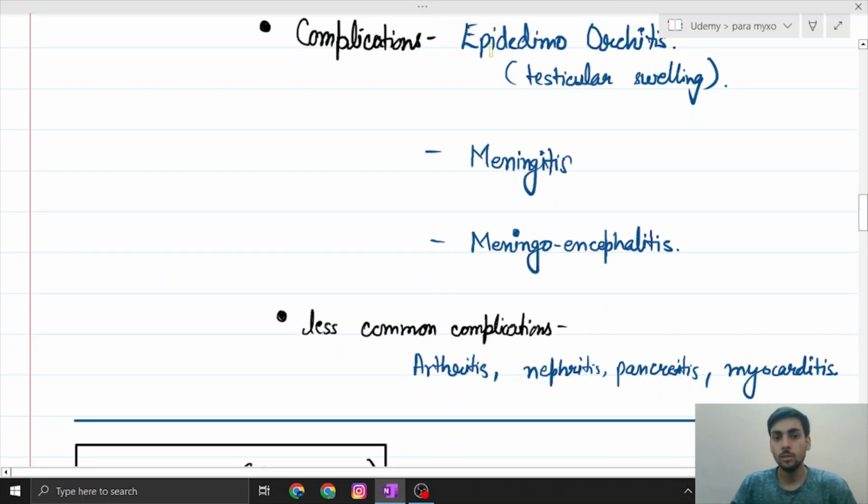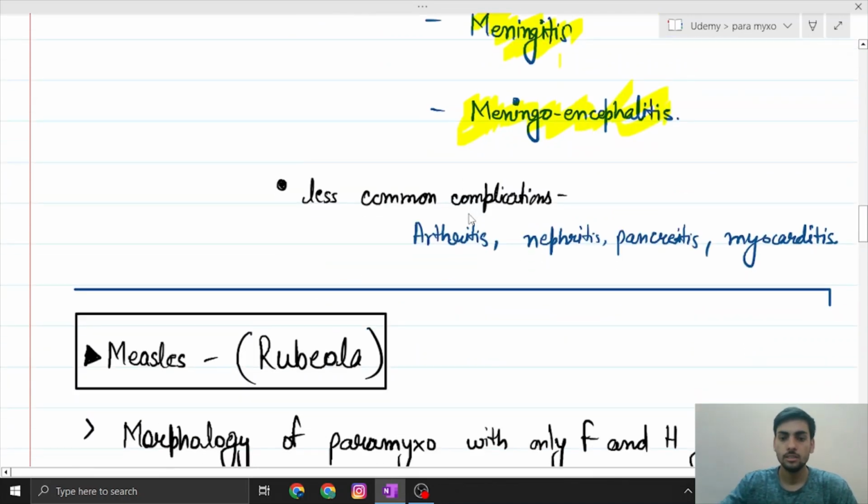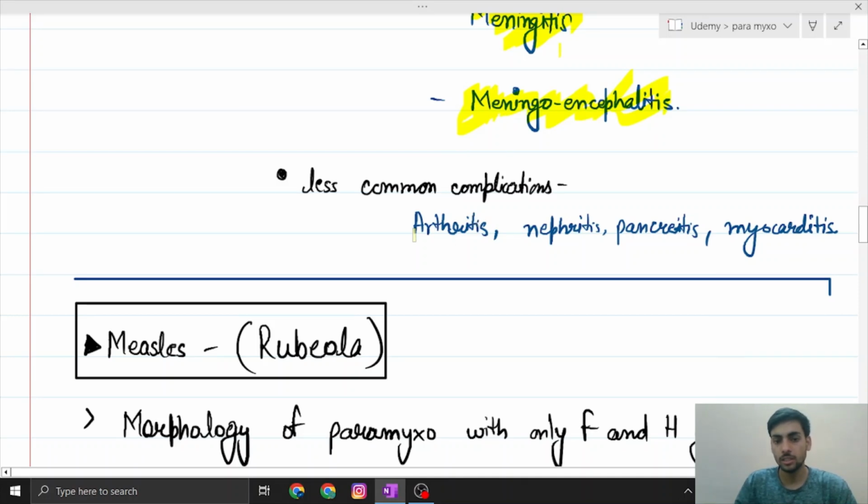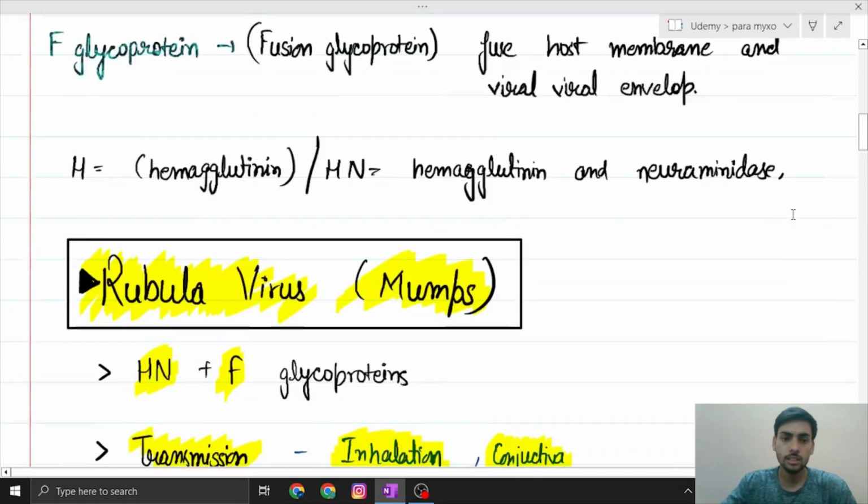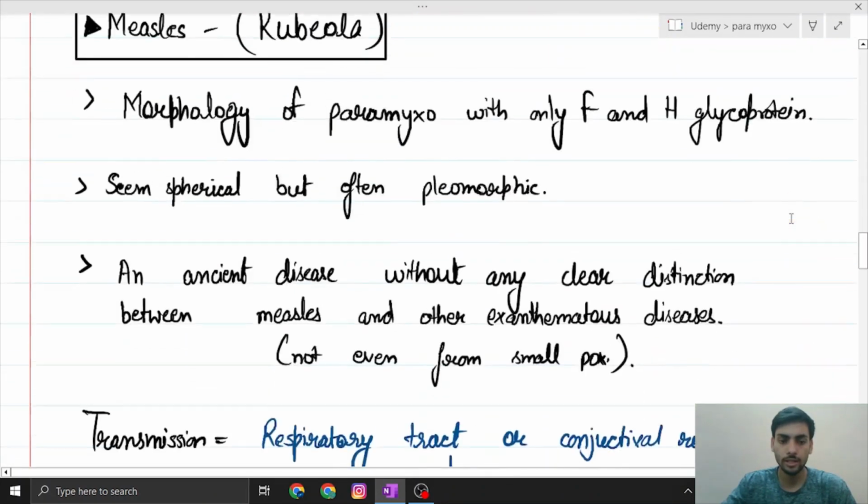Some complications can also occur, like epididymo-orchitis, which is testicular swelling. It can be simply orchitis also, and meningitis and meningoencephalitis. These are the complications, and less common complications are arthritis, nephritis, pancreatitis and myocarditis. So these are basically what we will see in the mumps virus.